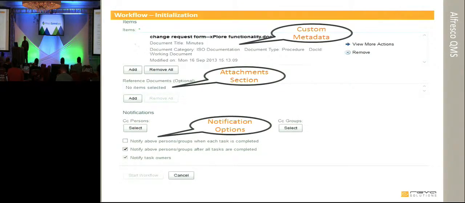Out of the box, the Alfresco task inbox has a single area to add attachments. So we have created two areas. One is for the main documents, and the second area is for reference documents, so that people can clearly see which documents are part of the workflow and which are reference and supporting documents for the workflow. And as I mentioned, with the notifications, you can send not only to the task owners or the people involved in the workflow.